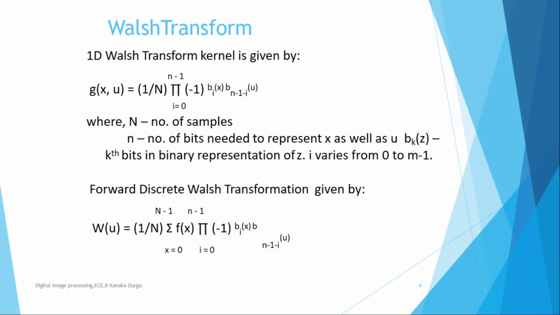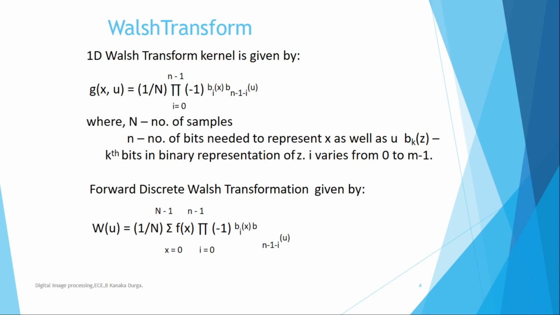whole to the power of b_i of x, b_(n-1-i) of u, where capital N represents the number of samples, and b_i of x represents the binary bit values with respect to x, where x is the spatial coordinate value and u is the frequency domain representation of the value.